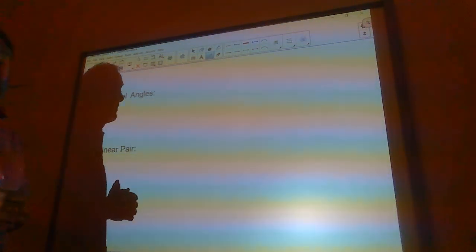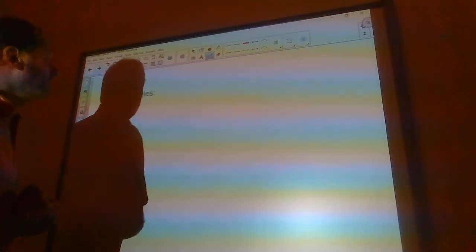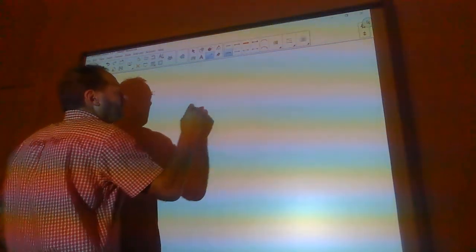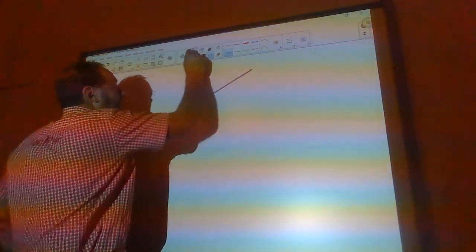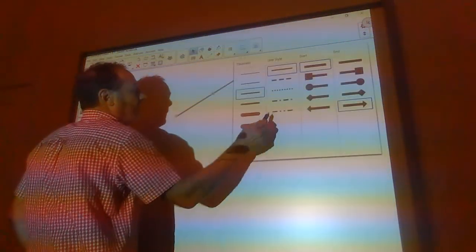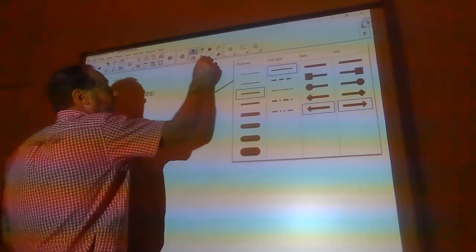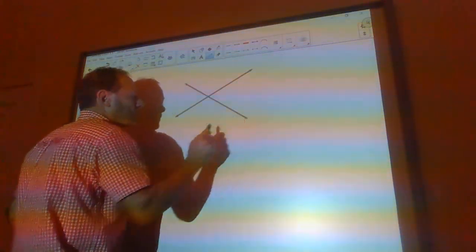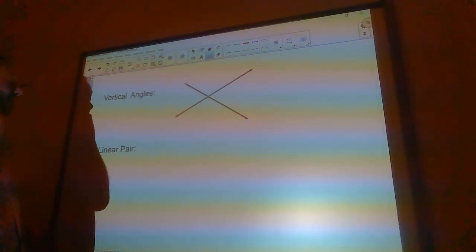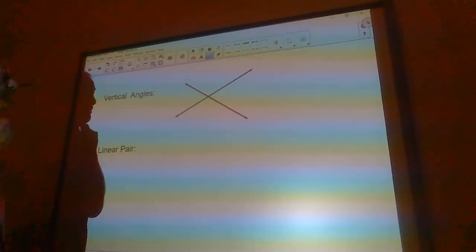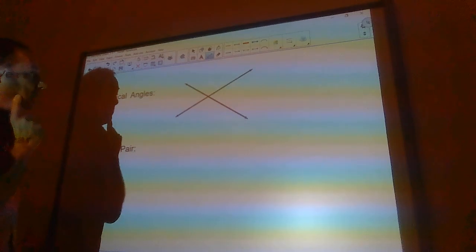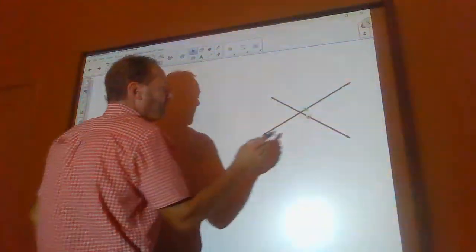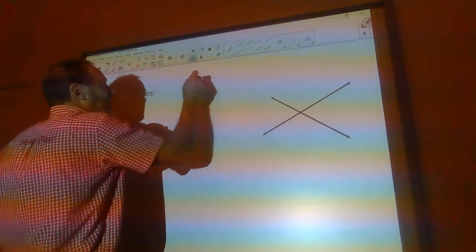All right, now we have something called vertical angles. Okay? So vertical angles are formed... Oops, this should be a line. Okay. And we'll have another line like that. Okay. When we have two lines that intersect, we have two pairs of vertical angles that are formed. Okay. So the vertical angles are the angles that are not adjacent to each other.